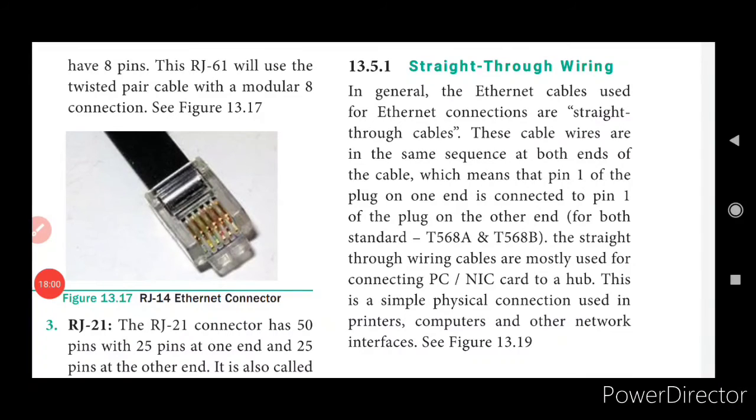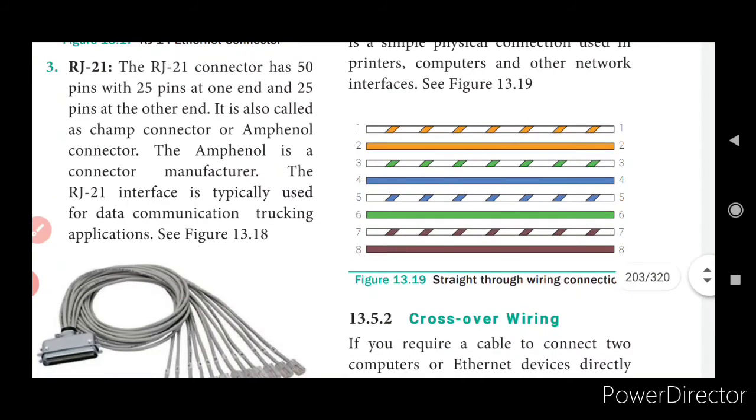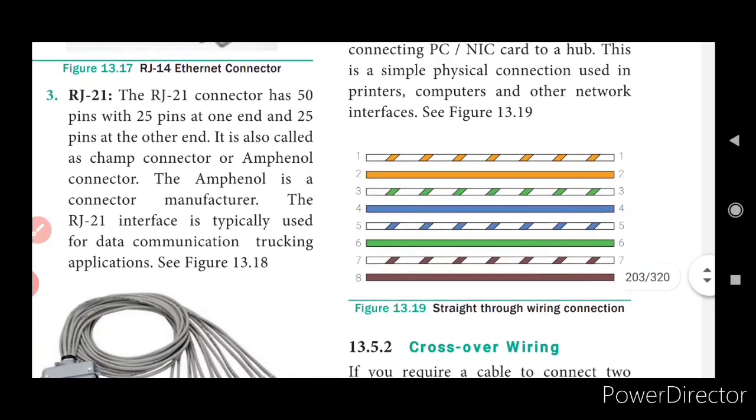What is a straight through? If at one end you start with pin 1 connecting, at the other end also pin 1 has to be connected. Yes, if pin 2 is connected on this side, on the other side pin 2 only should be connected. That is called straight through wiring. Where do we use the straight through wiring? We will use it for a PC or NIC card to a hub. This is a simple physical connection which is used in printers, computers and other network interfaces. See, 1 will be connected to 1, 2 will be connected to 2. This is called straight through wiring.